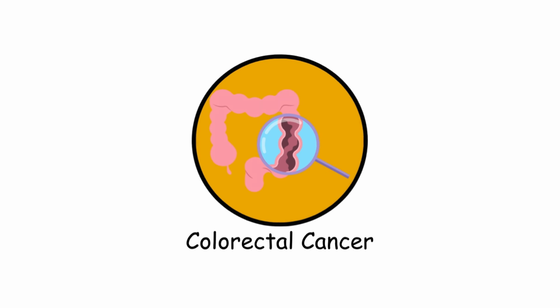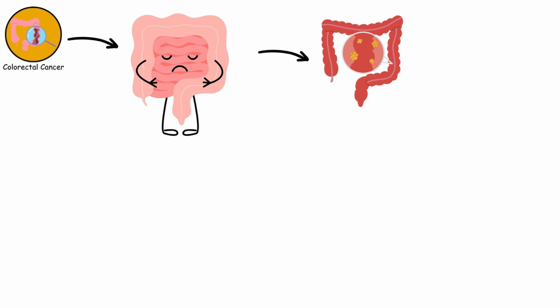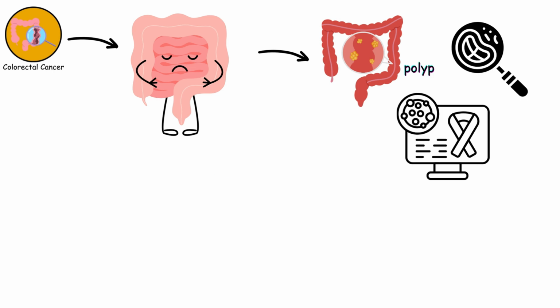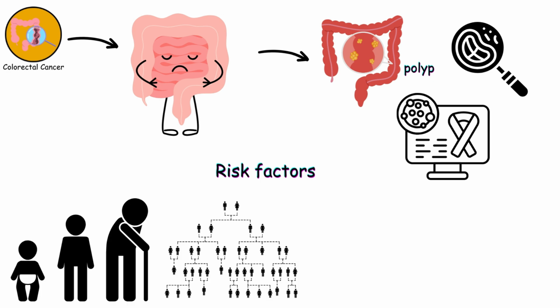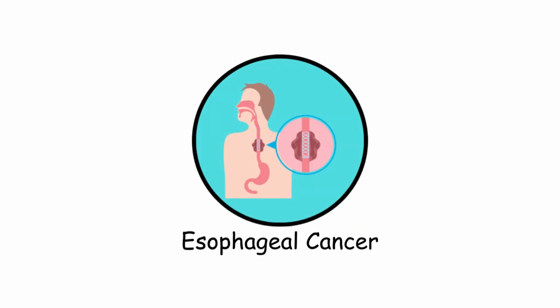Colorectal cancer is cancer that starts in the colon or rectum. It often begins as a growth called a polyp, which can be detected and removed during screening tests. Risk factors include older age, a family history of colorectal cancer, inflammatory bowel disease, and a diet high in red and processed meats.